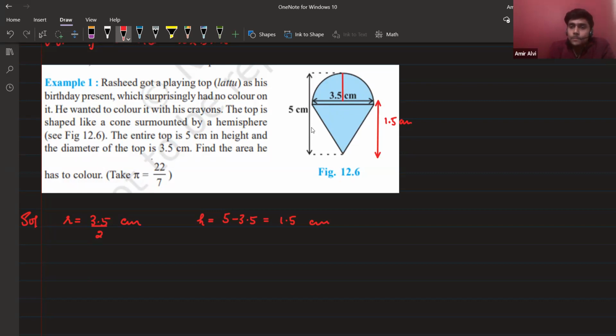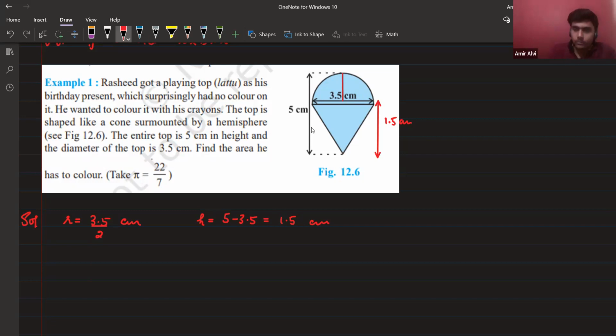Curved surface area, okay, Samina said curved. What about Azmat, Kiran, and Ghislaine? Curved surface area of hemisphere plus curved surface area of cone. Okay, very good. That's great, because you have to color just the outer part, which is the lateral part. Yes or no?